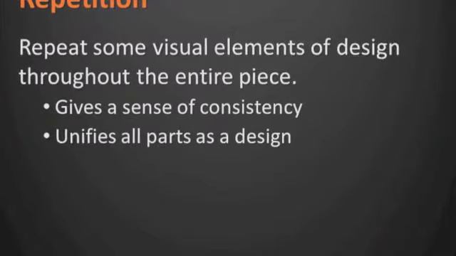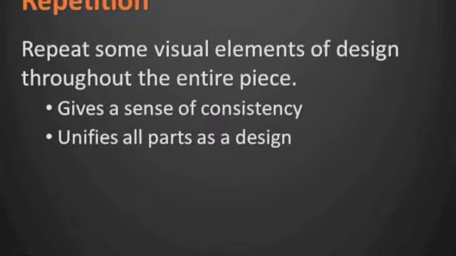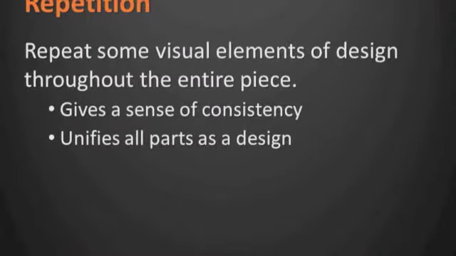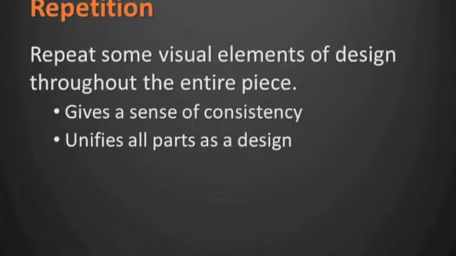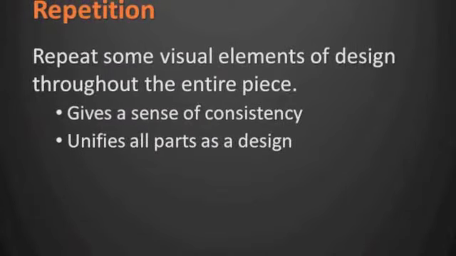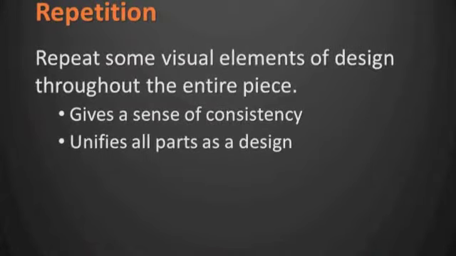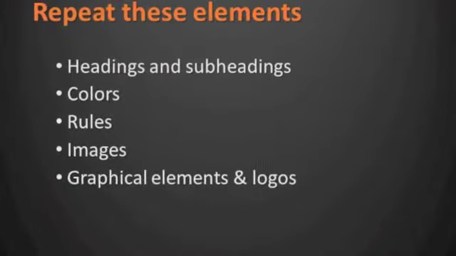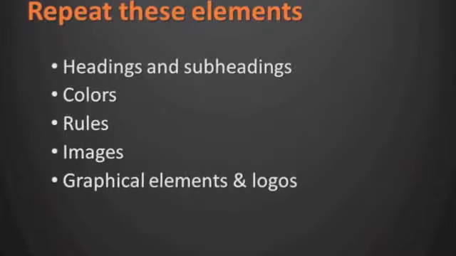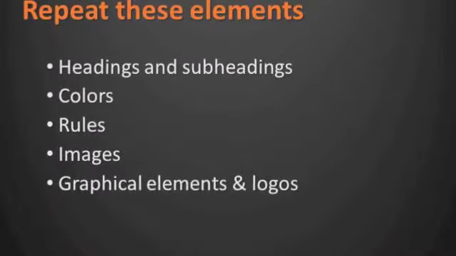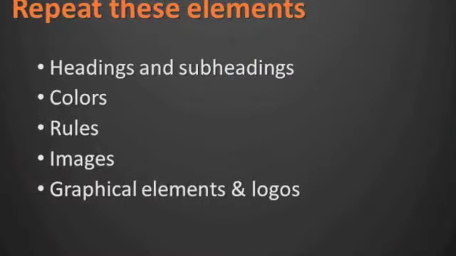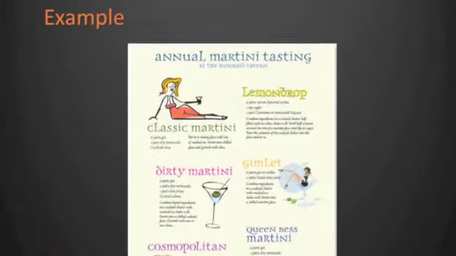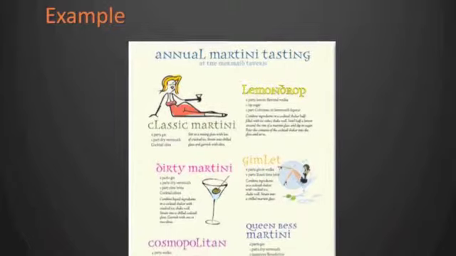The next principle is repetition. According to this principle, we need to have some visual elements repeat throughout the whole design piece. This helps to give your design a sense of consistency and unifies all parts as a whole. Some elements that we may repeat in the design include headings and subheadings, colors, rules, images, graphical elements, and logos. Here we have a very good example of the repetition principle.